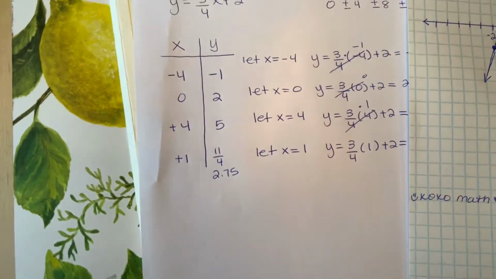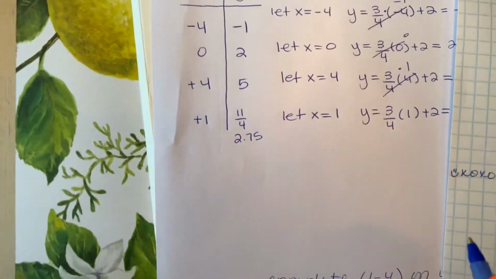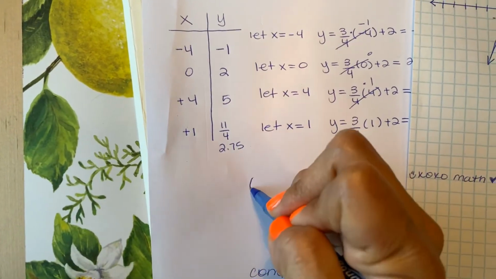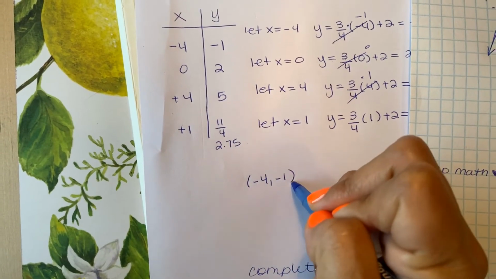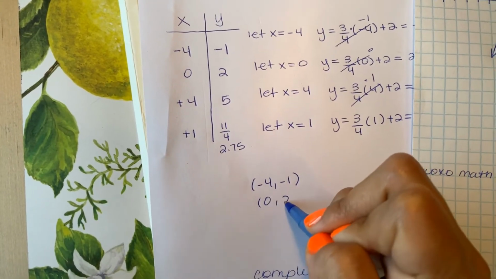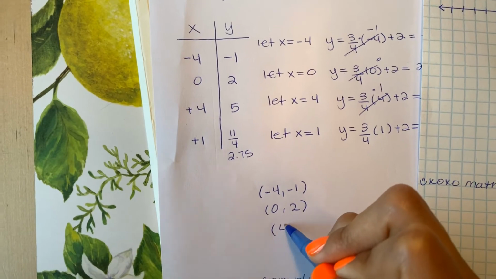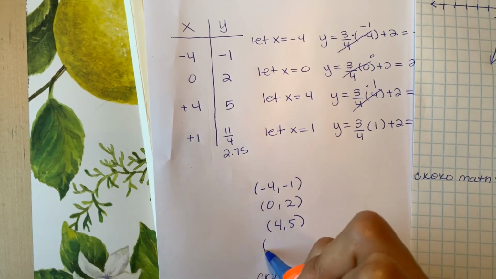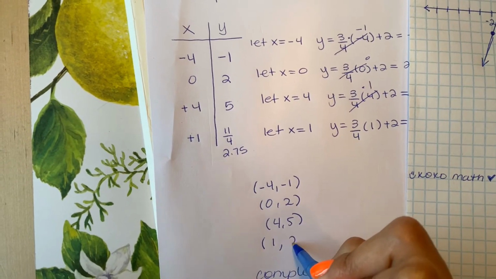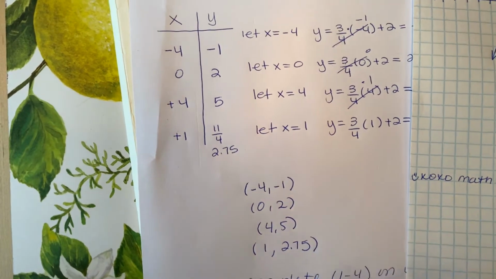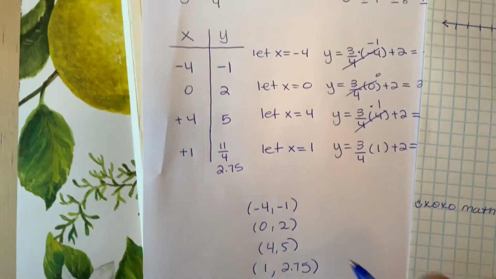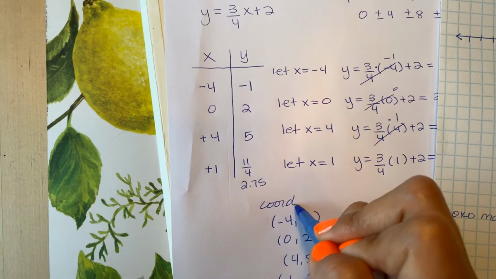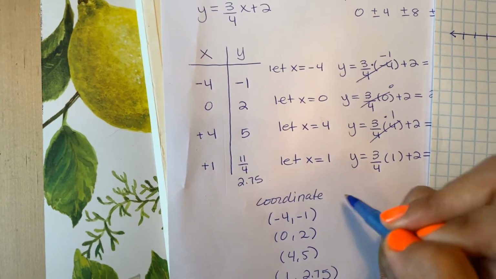But remember, from our xy table, our coordinate points are going to be -4, -1, 0, 2, 4, 5. And we can still plot the 2.75 if you want, just so you can see it. So remember, these are your coordinate points coming off of your xy table.